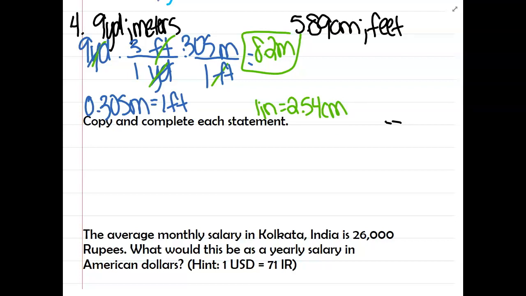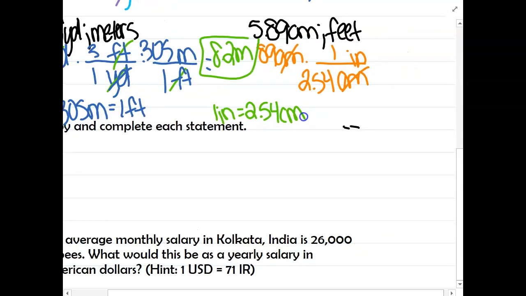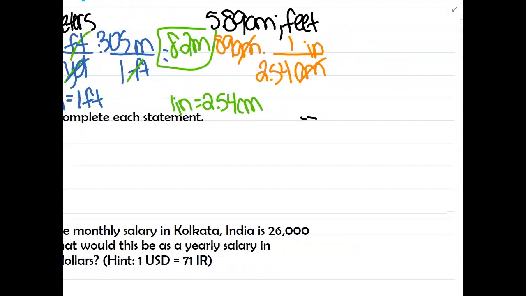So we're going to start by saying, okay, I have 89 centimeters. To get rid of the centimeters, I need to put centimeters on the bottom. And I'm going to go from centimeters to inches. And we know that in 1 inch, there are 2.54 centimeters. And then I want to get rid of the inches, and I'm going to go from inches to feet. The inches cancel out. There are 12 inches in 1 foot.